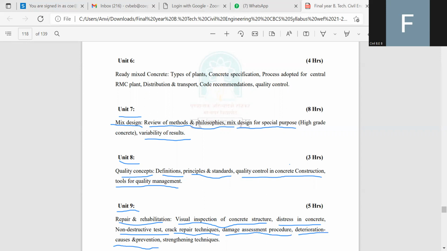And for that the reasons are there why any structure or anything will deteriorate. Why? So their causes are there. So how to prevent the deterioration, we can prevent the deterioration.